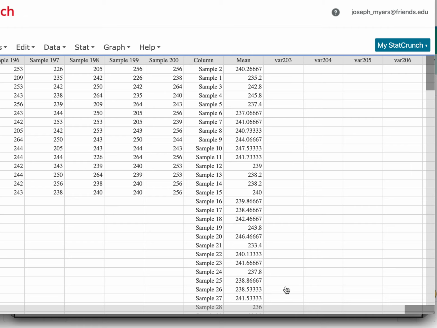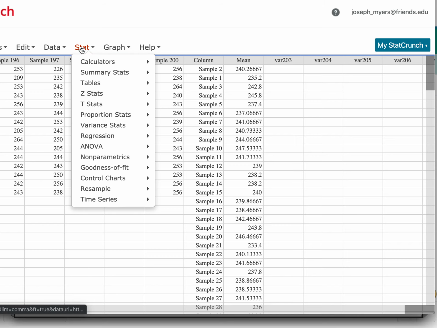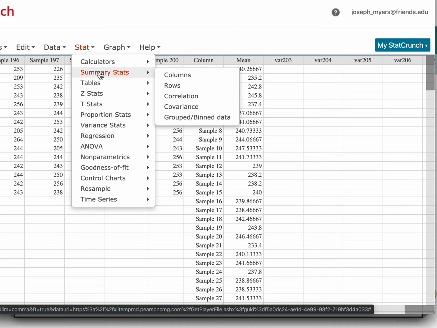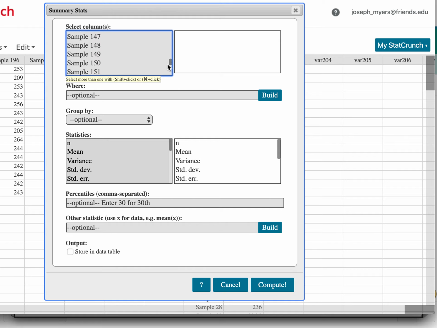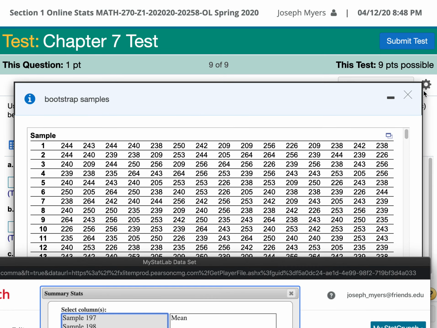Actually wait. For some reason, oh there it is. So sample 2 went first. I'm not sure why that happened. So sample 2, then sample 1, then sample 3, 4, 5, and it took the mean of all the samples. Now what you need to do next is click on Stats again, click on Summary Stats, click on Columns. Now you're going to scroll to the end, click on that mean column, the very last one, and then let's look back at the problem.